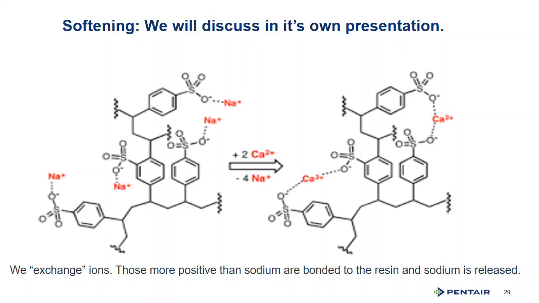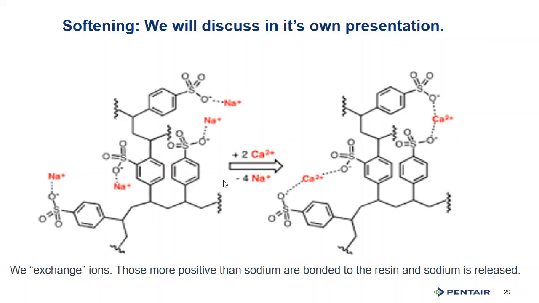And if you notice, calcium has a +2 charge and sodium only has 1. This is going to happen in equal amounts of charge, right? For every charge we rip off the molecule, we need to put it back on. Notice you have 4 sodiums here on the bead. This is your resin in your tank. After regeneration, it's all ready to go.